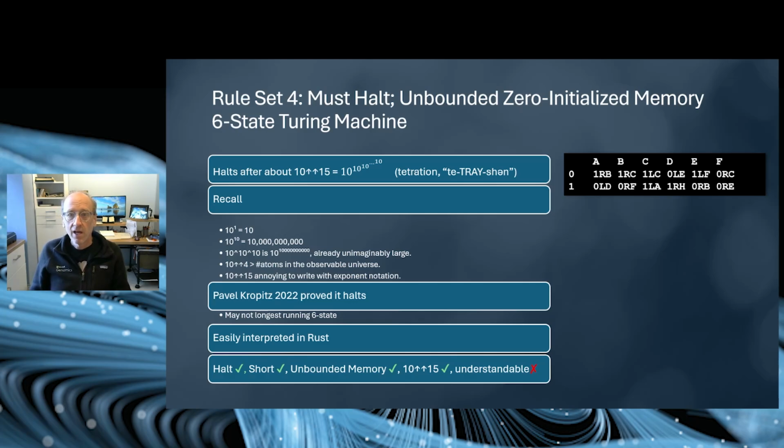But in any case, this Turing machine is easily interpreted in Rust. And we can just run it. And if we do that, then we get a Rust program that halts, that is short, that uses unbounded memory, that runs for 10 to the up arrow 15 steps, which is way more than we got with the nested loops we saw before. But the only downside to this, as far as what we might want, is it's very hard to see that it runs that far. The effort involved in proving it was quite extensive, so it's not understandable.